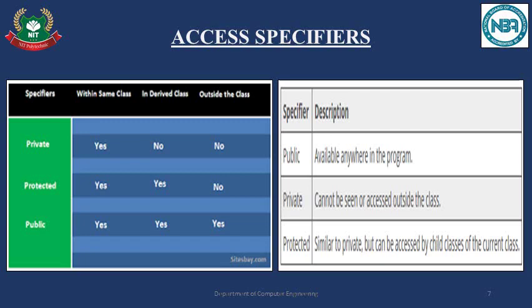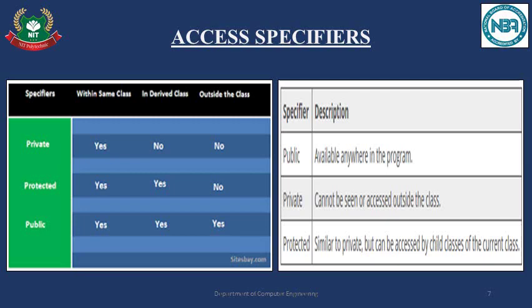Last one is the public access specifier. Public access specifier is accessible within the same class as well as in the derived class as well as in the outside class. So it is accessible in all the conditions. Private is accessible only within the same class. Protected, in case of inheritance, is accessible in the child class.